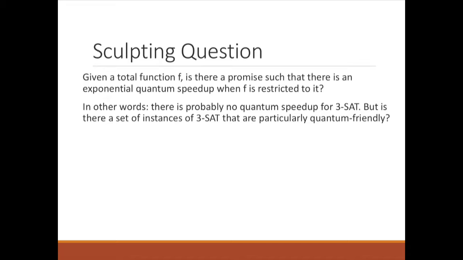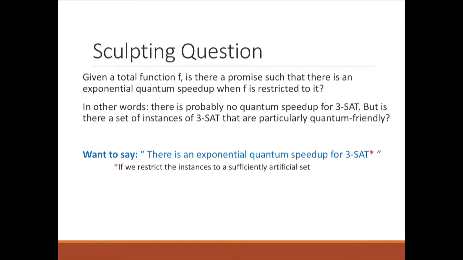In other words, more colloquially, we know there's probably no exponential quantum speedup for 3-SAT because it's NP-complete, but maybe on some special set of instances of 3-SAT, right? Maybe there. We basically want a press headline that looks like this: There's an exponential quantum speedup for 3-SAT, with a little star that says, well, if you restrict to a sufficiently artificial set of 3-SAT inputs. Okay.